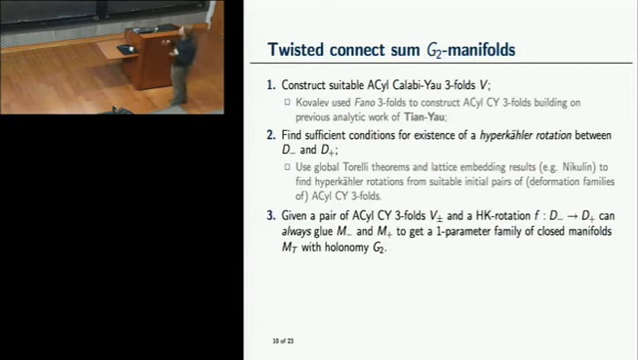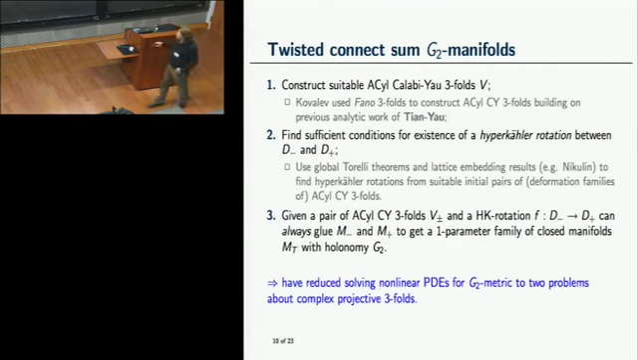Once you've done 1 and 2, you can always glue the asymptotically cylindrical 7-manifolds that you get by crossing these things with a circle. You can always glue them to get this almost G2 holonomy, and you can always perturb. So somewhat surprisingly, you've got this nonlinear PDE in 7 dimensions, which you've now reduced to two problems about complex projective threefolds.